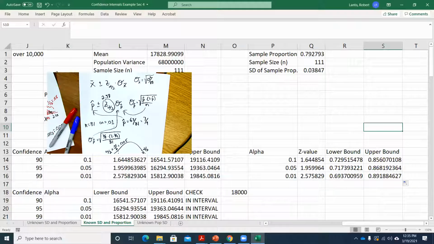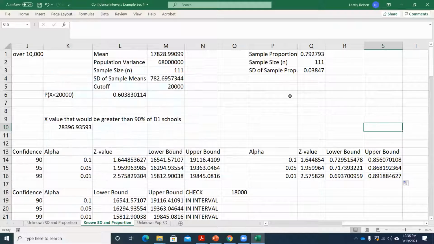So I also wanted to mention, now, what I'm going to do here, you can't just do this, but I'm doing it to make a point. Let's say instead of 111, that's my sample size, let's say I had like 500. What should happen to my confidence intervals here?